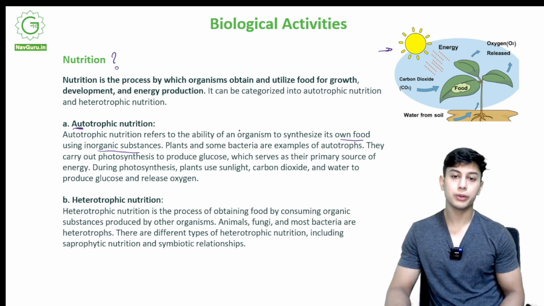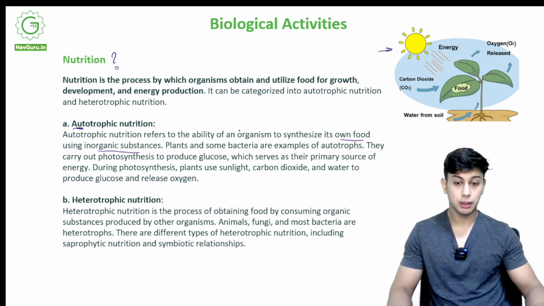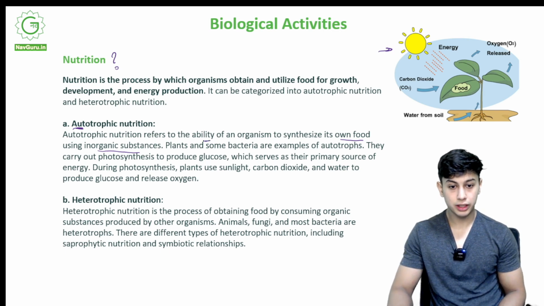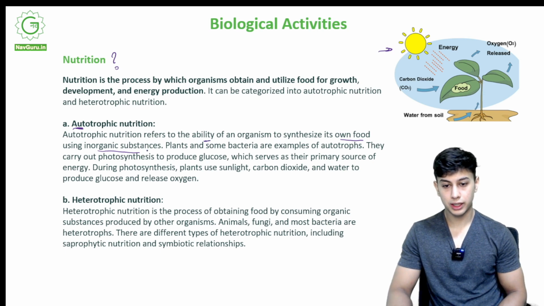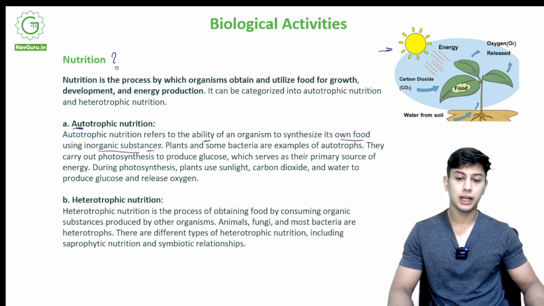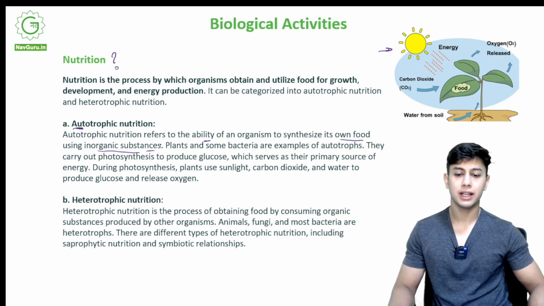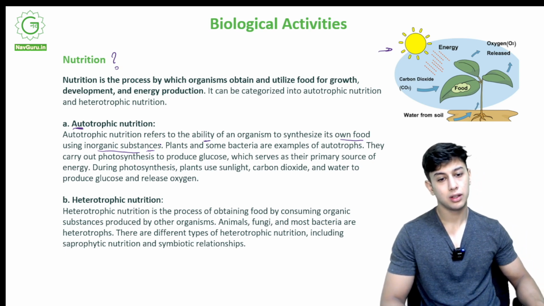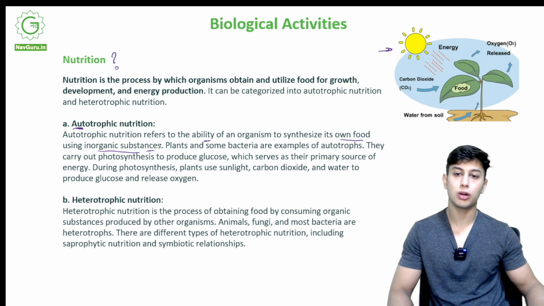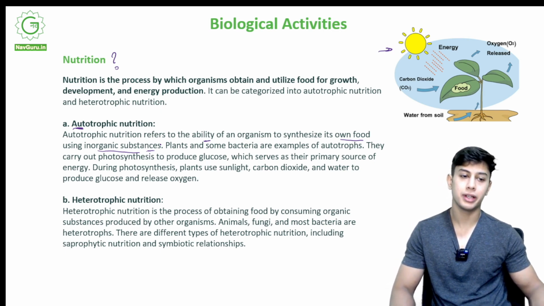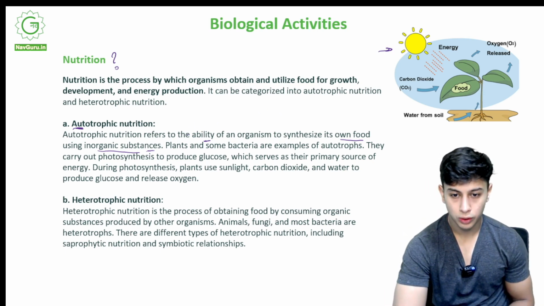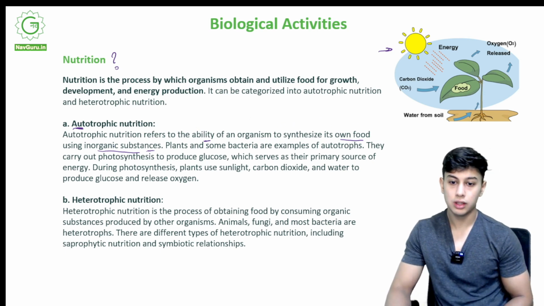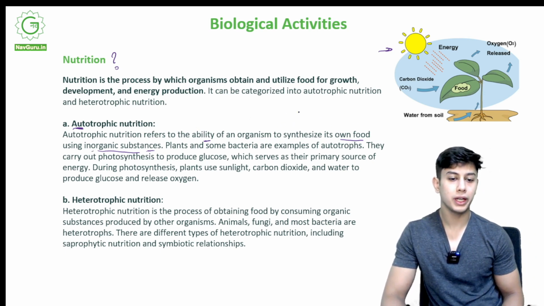So autotrophic nutrition is the ability, and that is an important word here, of an organism to synthesize its own food using inorganic substances. Inorganic substances are things that are not organic. These are not grown, they are just raw materials present in the environment, like the sun and carbon dioxide. These organisms use these inorganic substances to make their own food.